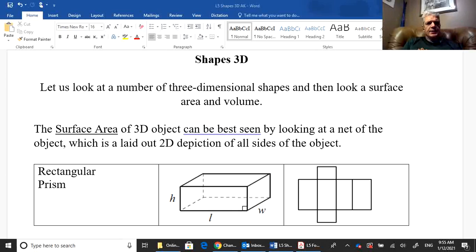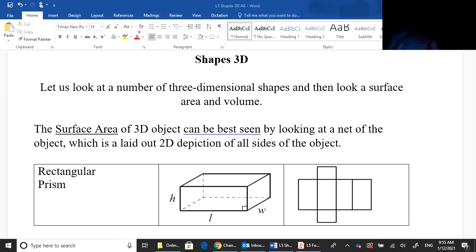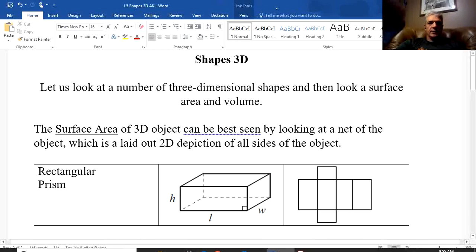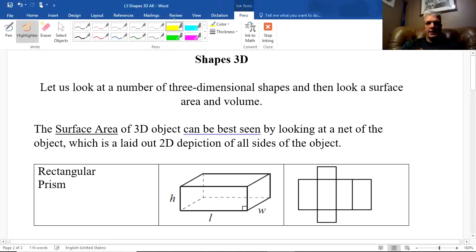All right, so we like to look at two things with respect to 3D, and that is surface area, and of course volume. When we were looking at perimeter, the surface area kind of takes perimeter over, and then volume kind of takes area over. So 2D shapes, perimeter and area; 3D shapes, surface area and volume.